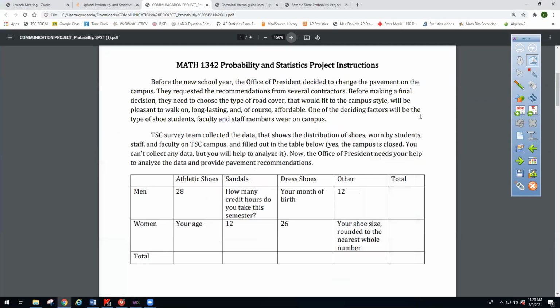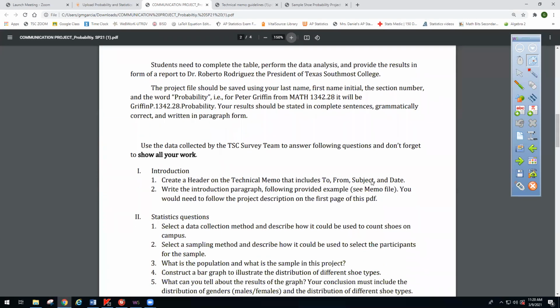The second step, moving to our next one: students need to complete the table, perform the data analysis, and provide the results in the form of a report to Dr. Roberto Rodriguez, the president of Texas Southmost College. The project file should be saved using your last name, first name initial, the section number, and the word probability. For example, for Peter Griffin from Math 1342.28, it will be Griffin P period 1342 period 28 period probability. Your results should be stated in complete sentences, grammatically correct, and written in paragraph form.